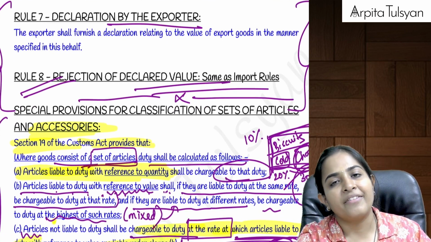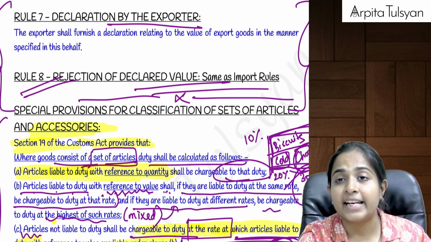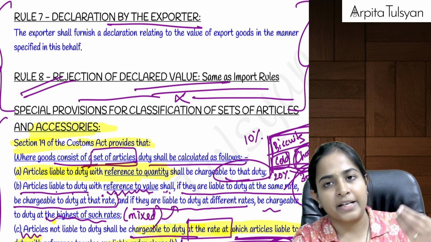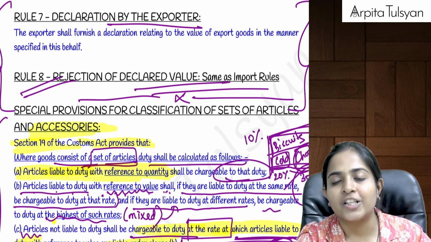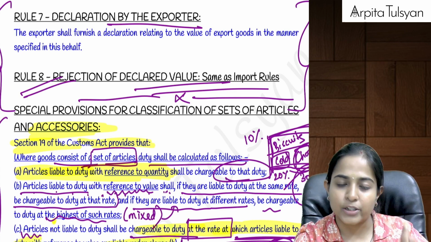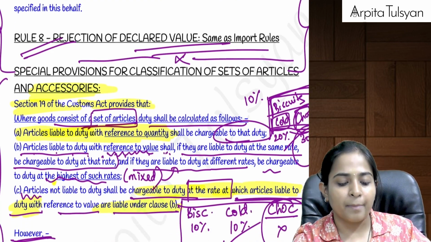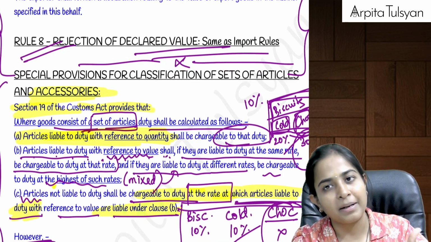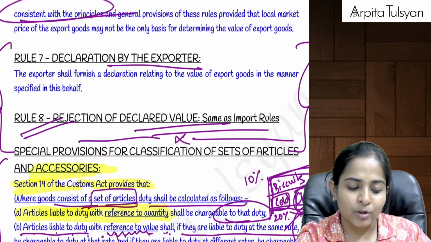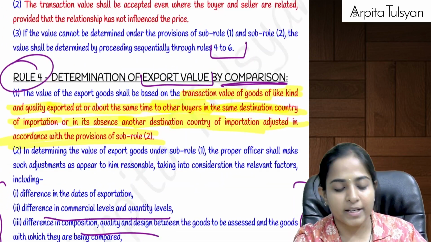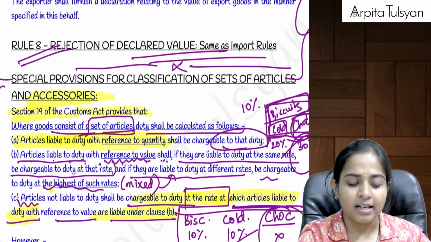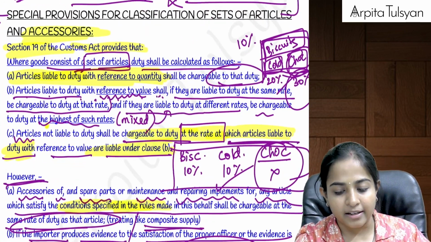Then rule number 7 and rule number 8. Rule number 7 says declaration by the exporter. Whenever the exporter is exporting the goods, he will have to file the declaration which will contain the transaction value, details of the export and all those things. And rule number 8, the proper officer, if he has some doubt, has the right to reject the value, that the value as per rule number 3 is not correct. Therefore, we will have to go as per rule number 4, 5 and 6. Are you clear with this?